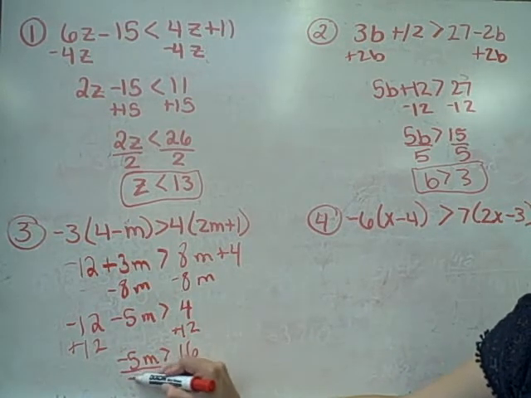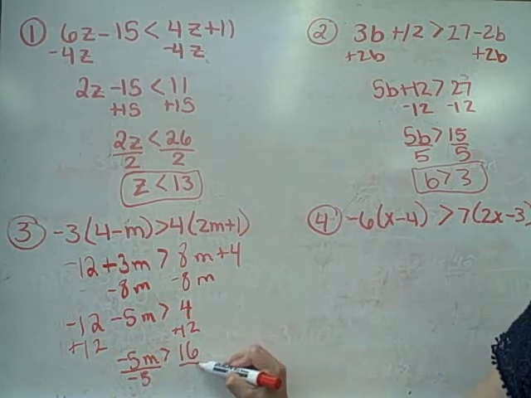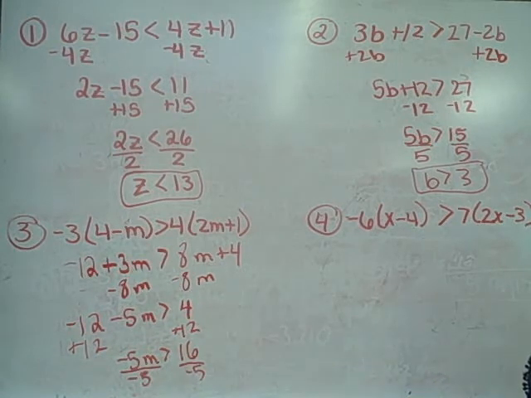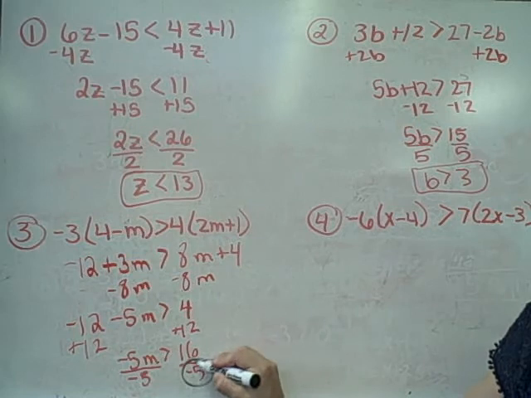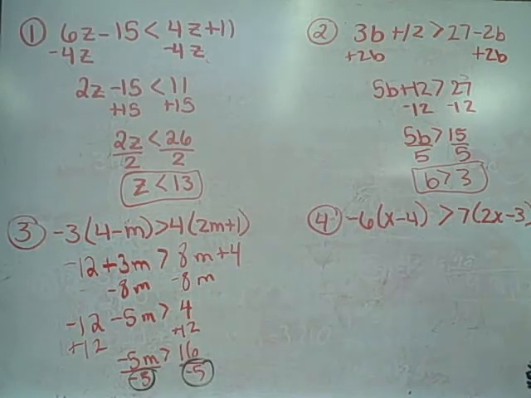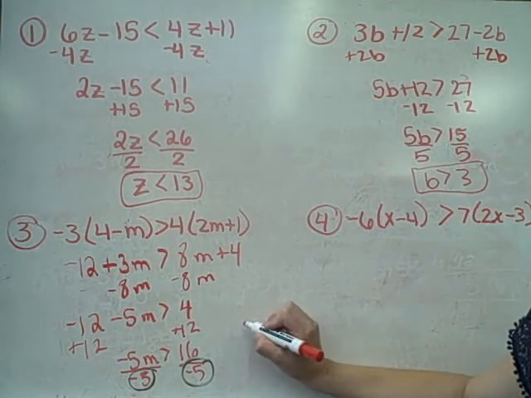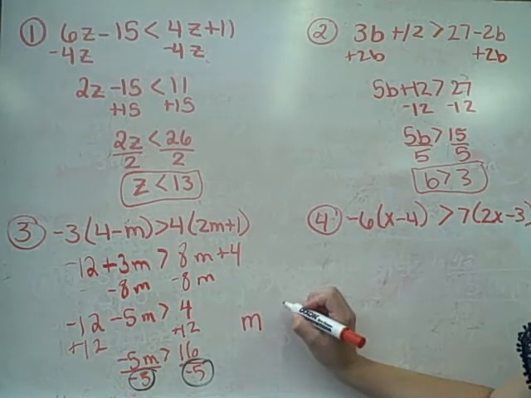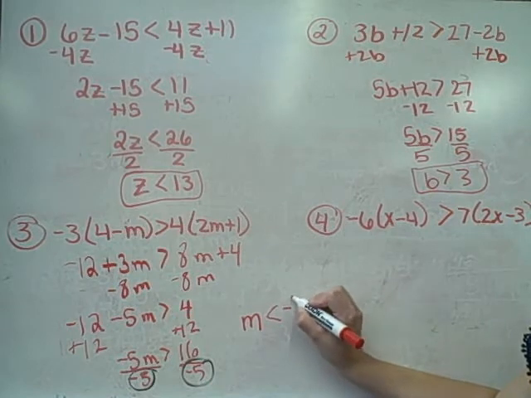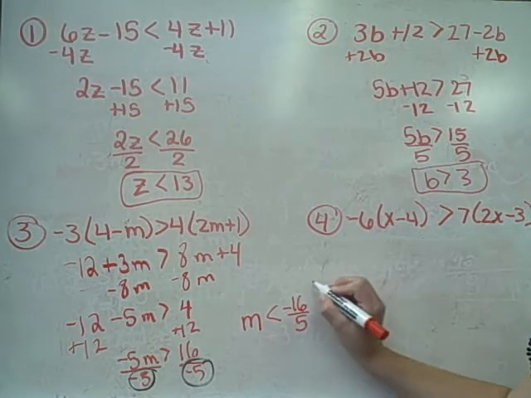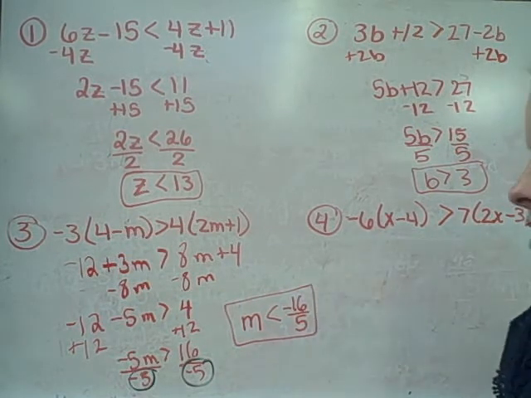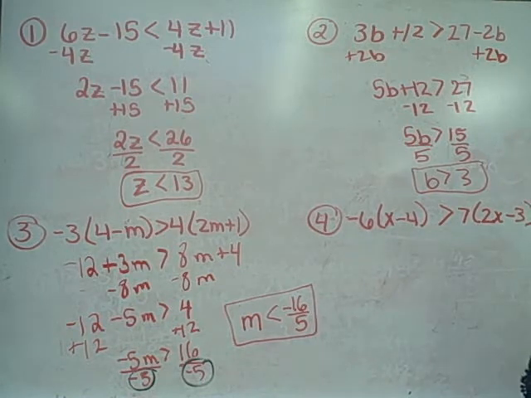And then I would divide by a negative 5. Now, if I am dividing by this negative number down here, I need to flip my sign. Okay? So what I am going to have here is that m instead is going to be less than negative 16 over 5. Now, 16 does not divide by 5 evenly, which is why I left it as a fraction. Okay, and it's okay to have fractional answers. There's nothing wrong with that, as long as it checks out.